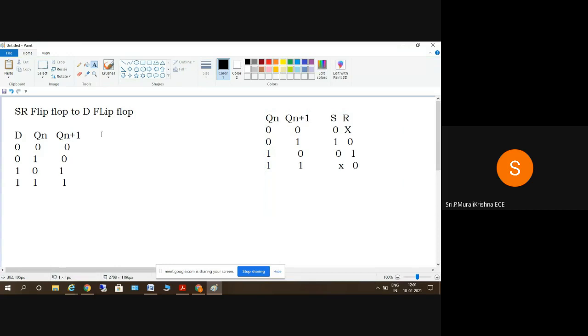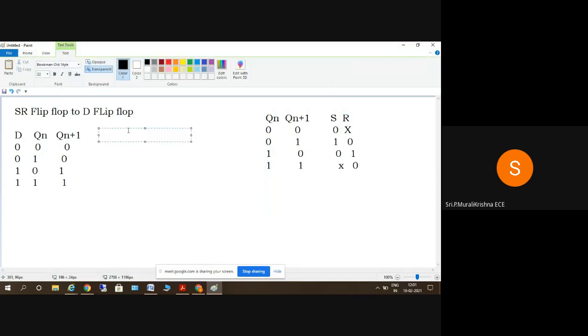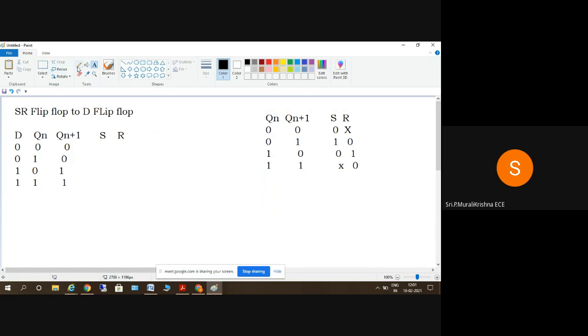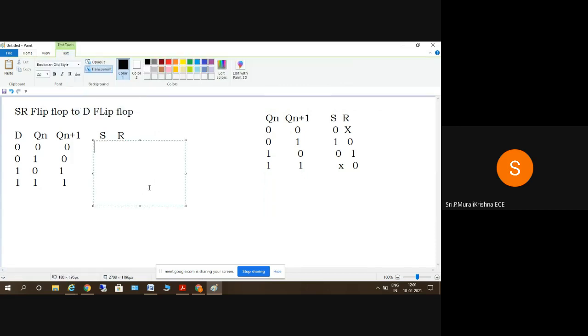Okay, so now write the values of S and R here, based on this excitation table. So what is the value for 0, 0? It's a 0, don't care. And for 1, 0? It's a 0, 1. And for 0, 1, it's 1, 0. And for 1, 1, it's don't care, 0. Don't care.